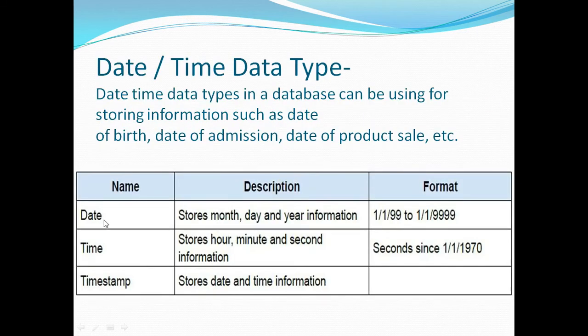So we have three data types here. One is date, which will take only date format, like these two are the date formats. We have time, which will store time in different formats, like seconds, or we can store it in 1200 or 1400. Different formats are there. And next is the timestamp, which stores date as well as time together. It can store date and time both.